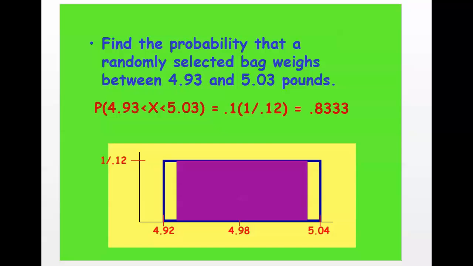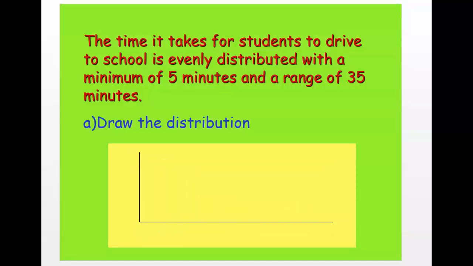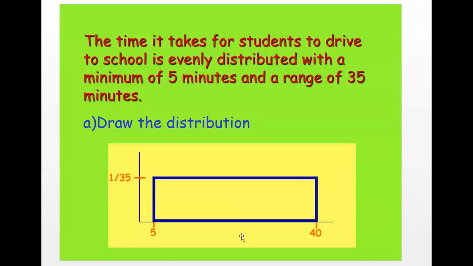All right, let's change it up and look at a different example. Look at the time it takes for students to drive to school. We're going to suggest that it's evenly distributed with a minimum of 5 minutes and a range of 35. So the smallest time it takes to travel to school is 5 minutes, and the range, meaning high minus low, is 35. So if I think about that for a second, what would the largest time be? The difference being 35, 35 plus 5 would be 40.